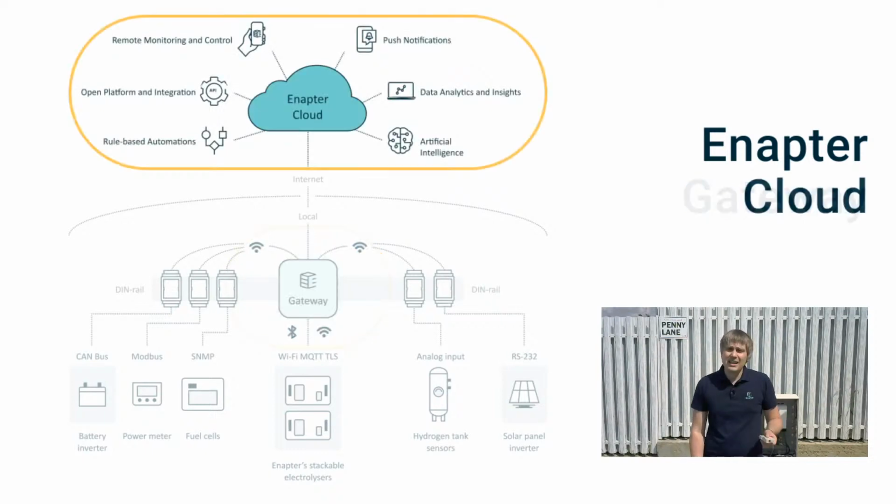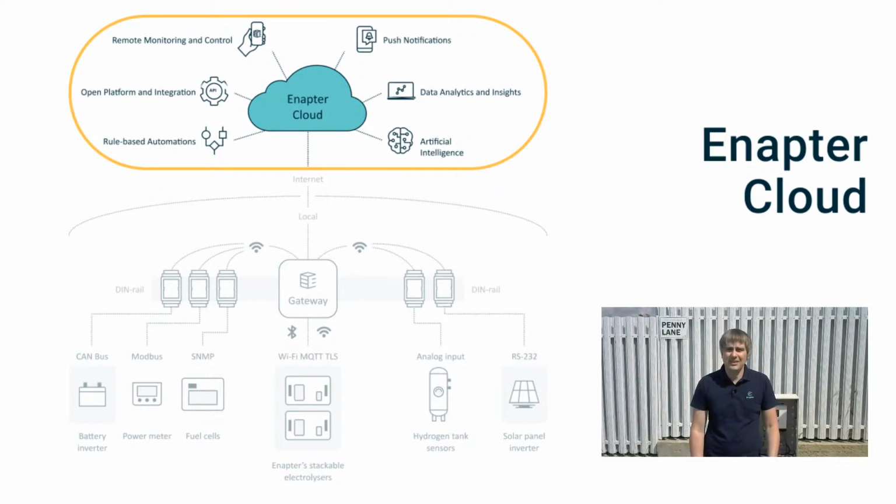The next block of our EMS is Enapter Cloud, which receives all data from the gateway and devices and allows us to store and visualize it, and use it for training of artificial intelligence algorithms. The data can be accessed either in real time or on demand for performance tuning, demand consumption, and errors prediction.